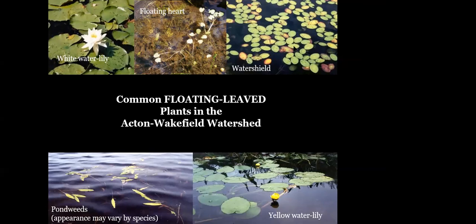Water shield, this one's kind of neat. It looks like a mosaic almost. It has oval leaves, and then the mosaic is all these different colors that come in throughout the season. Some of the leaves start to die off and change colors as the season goes on.